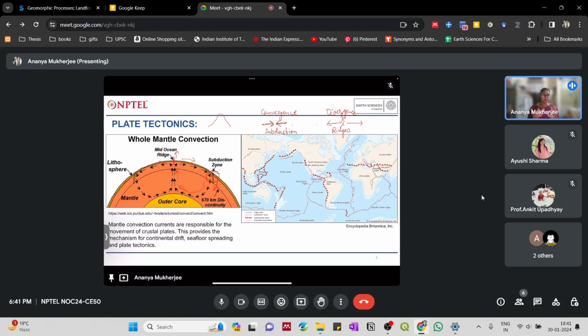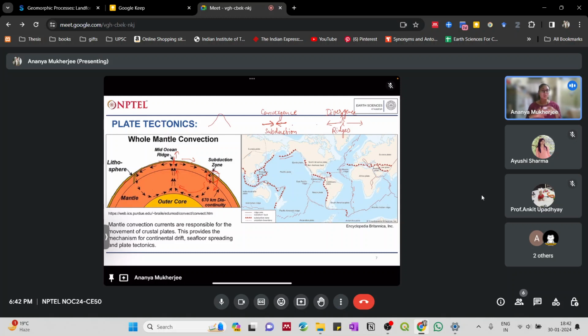As you must be knowing, the Himalayas are formed due to the convergence between the Eurasian plate and the Indian landmass. So the Himalaya is one of the easiest examples to understand how convergence creates a landform.